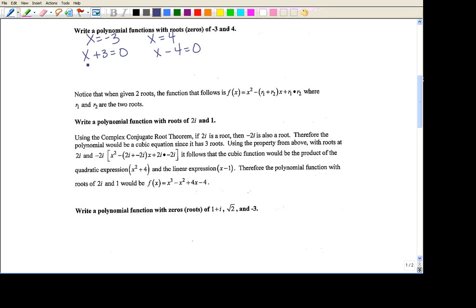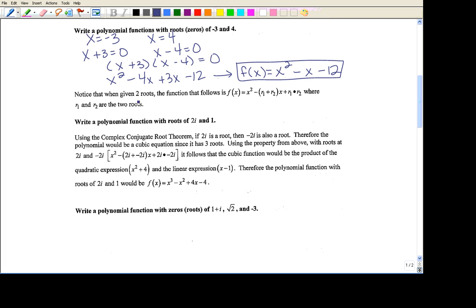Okay. Now I have two things that are equal to 0, and these are part of my factors. So if I multiply them, x plus 3 and x minus 4, that should still be equal to 0. And then if I FOIL them out, I get x squared minus 4x plus 3x minus 12, which simplified, our polynomial with these two solutions of -3 and 4 would be f of x equals x squared minus x minus 12.